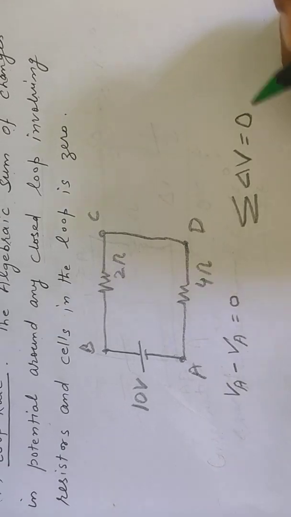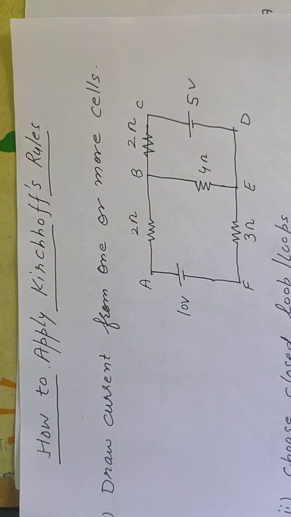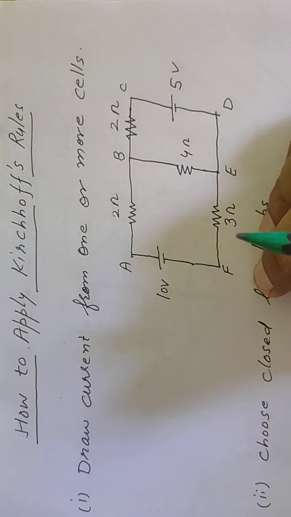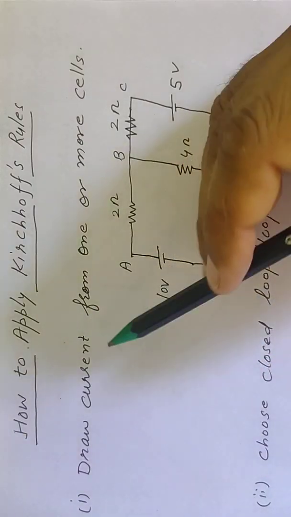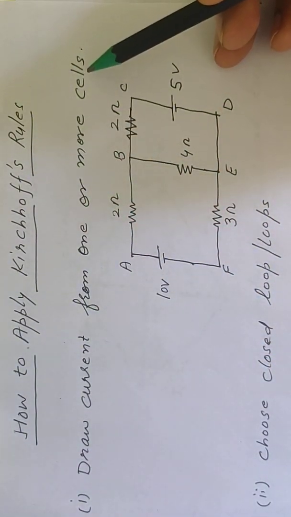So this is the second rule. Now, how to apply these rules to analyze the circuit? First point is, draw the current from one or more cells. Now what is its meaning?